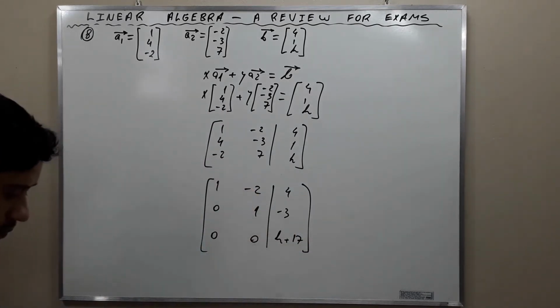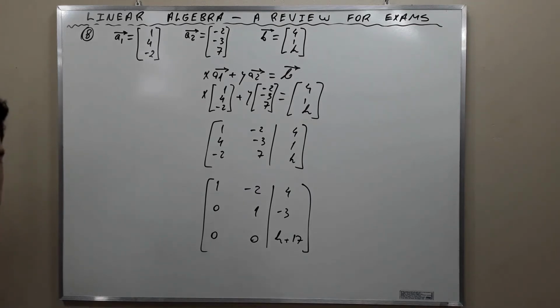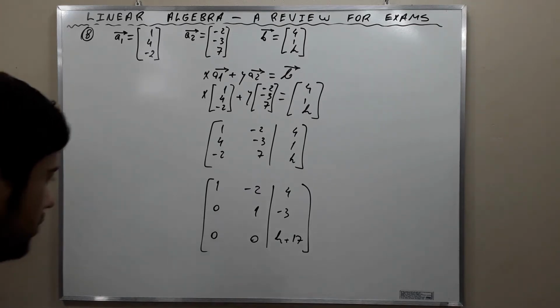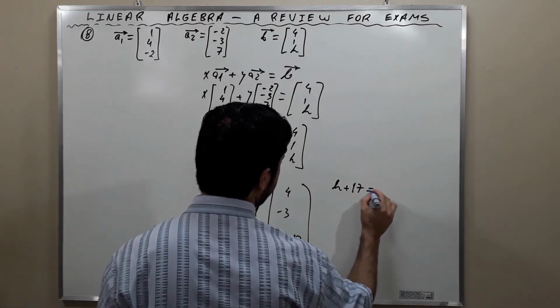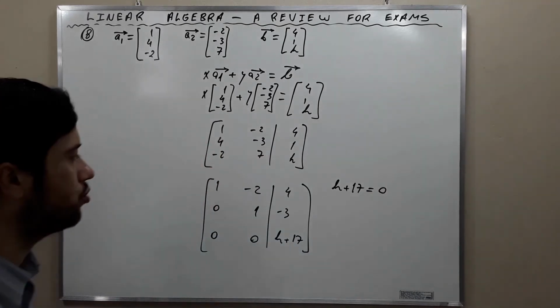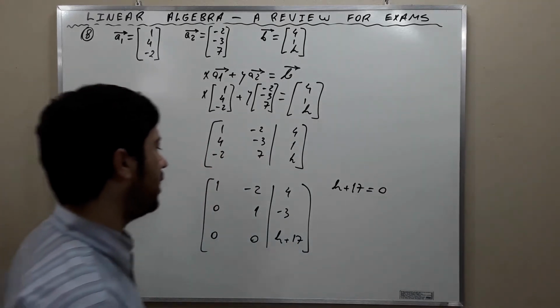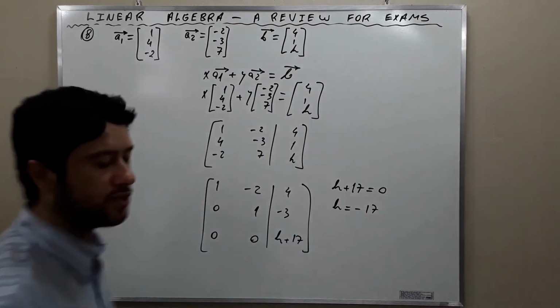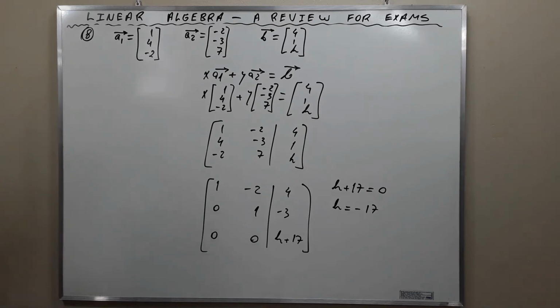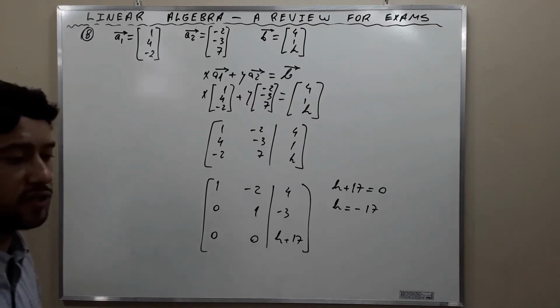Okay, and what is the conclusion? The conclusion is that H plus 17 has to be equal to 0. That is, H has to be equal to negative 17. And when H is equal to negative 17, B is indeed in the span of A1 and A2, okay? This is the solution of exercise 8.